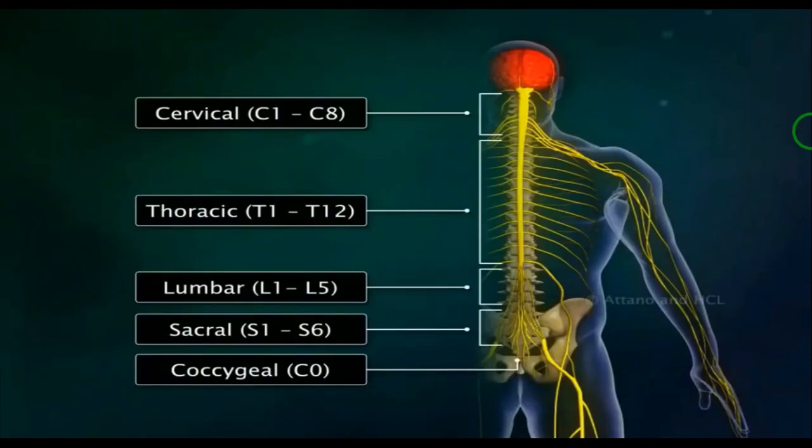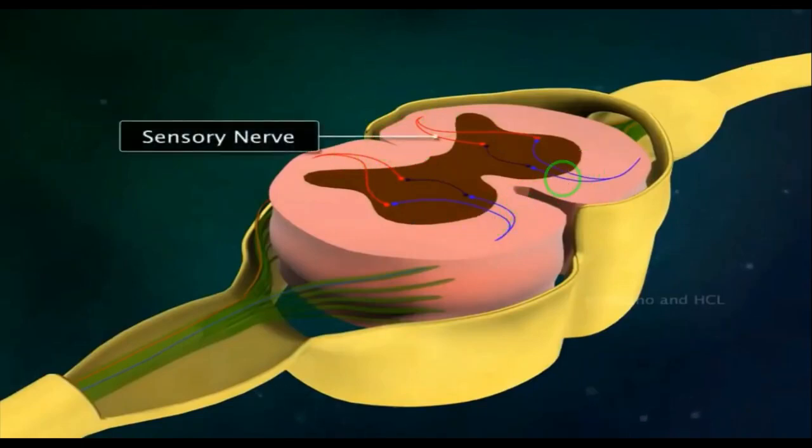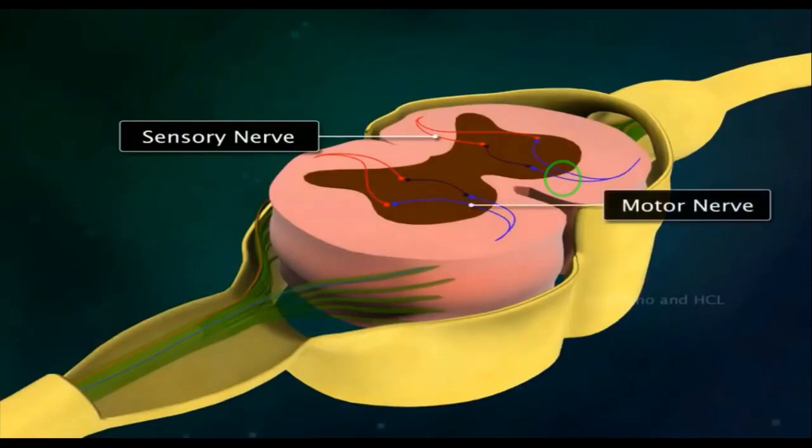Each spinal nerve is formed by the combination of a sensory neuron and a motor neuron. This is the sensory neuron and this one is the motor neuron. The sensory nerves bring messages to the spinal cord, and the motor nerves carry information from the spinal cord back to the effector organ.